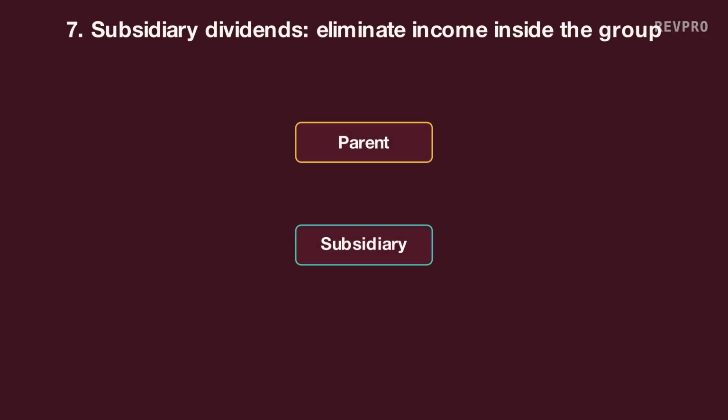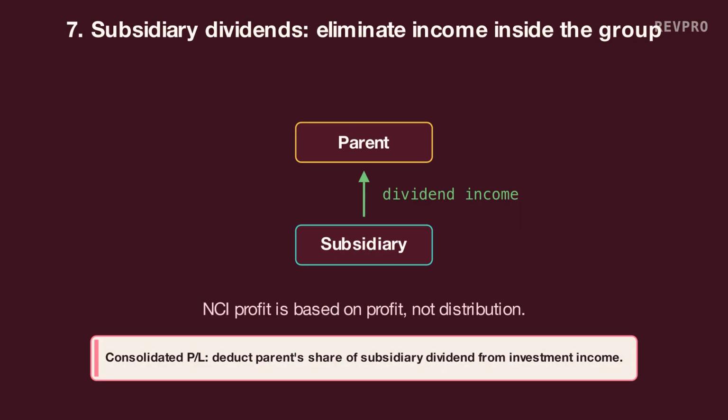Seventh, dividends from subsidiary to parent. If the parent recognizes dividend income from the subsidiary, that income must be eliminated in the consolidated statement of profit or loss. A group cannot earn income from itself. So deduct the parent's share of the subsidiary dividend from investment income. This does not mean NCI profit is calculated after dividend. NCI share of profit is based on profit, not distribution.